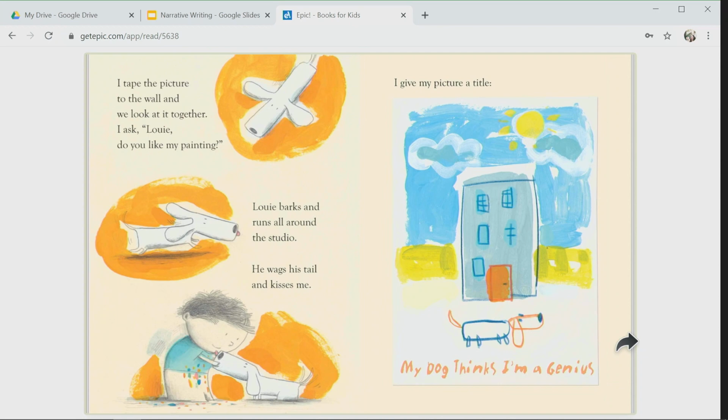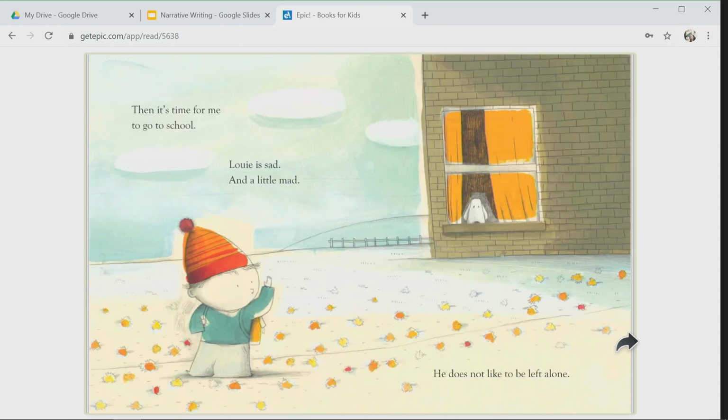I take the picture to the wall, and we look at it together. I ask, Louie, do you like my painting? Louie barks and runs all around the studio. He wags his tail and kisses me. I give my picture a title. My dog thinks I'm a genius. Then it's time for me to go to school. Louie is sad and a little mad. He does not like to be left alone. Poor Louie. I think his feelings got hurt.